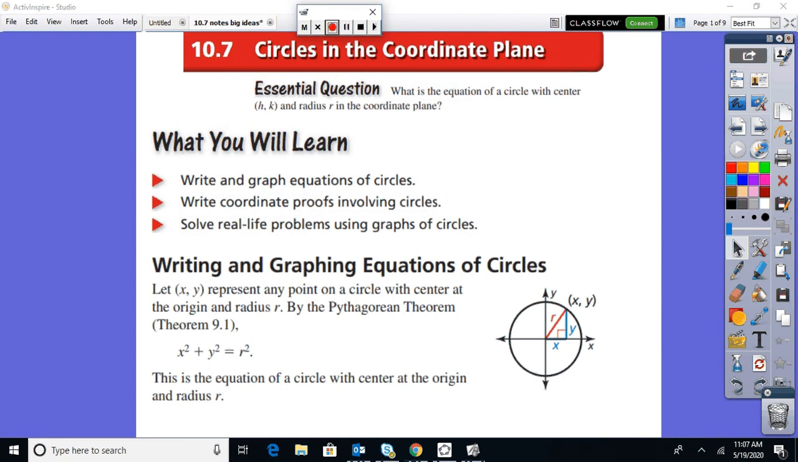All right, guys, 10-7, wrapping up chapter 10 with something very, very important to your mathematical futures. It is circles in the coordinate plane. The equations of a circle. Man, what? Equation for a circle? Crazy. Yes, we indeed have equations of circles. Important for a couple reasons.